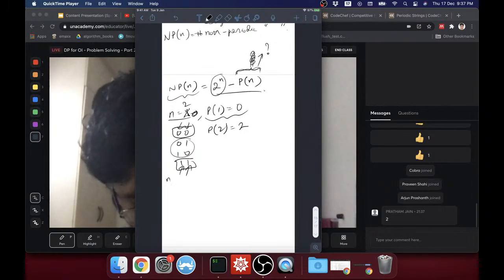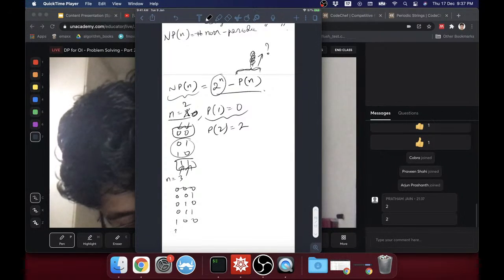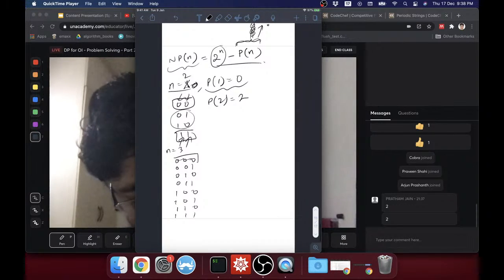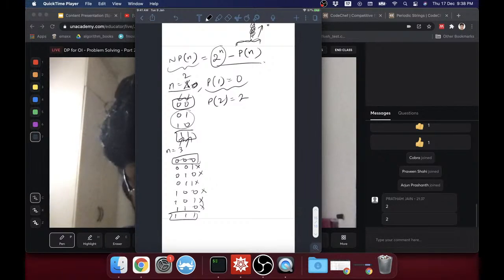What about 3? So you have 000, 001, and so on. I'll just quickly write all of them. So this is periodic, easy to see. This is periodic, easy to see. This is not periodic. This is not periodic. This is not periodic. This is not periodic. This is not periodic. This is not periodic. So P of 3 is also actually 2.